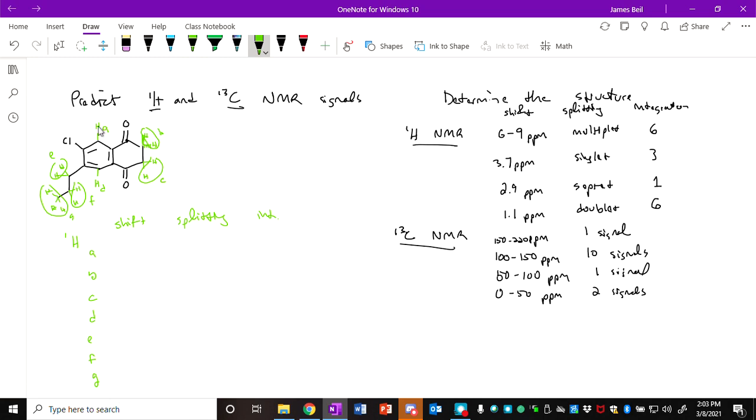So for hydrogen A, where would I expect that to be? Well, if it's on an aromatic ring, I don't yet expect you to be able to predict where in that range it will be. We are going to talk about that eventually. But for now, if it's on an aromatic ring, you can be as broad as saying it should be anywhere between probably 6 and 9 ppm.